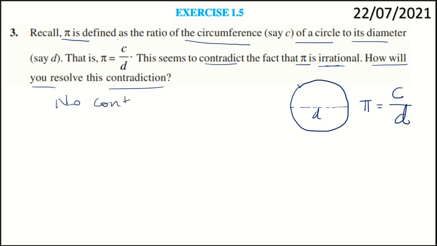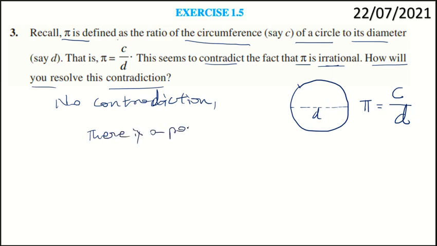Why do I say no contradiction? Let me explain. While you are measuring, how will you measure the circumference of a circle? Maybe using thread. When you are using thread and measuring the circumference of a circle, definitely a minuscule error will be there. Even when you are measuring the diameter using a ruler, you will still have some error. There is a possibility of error.